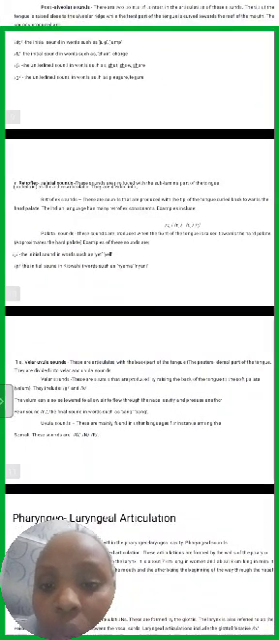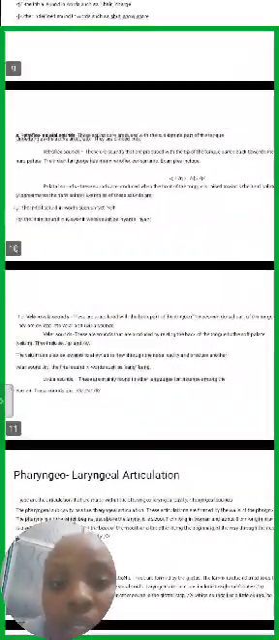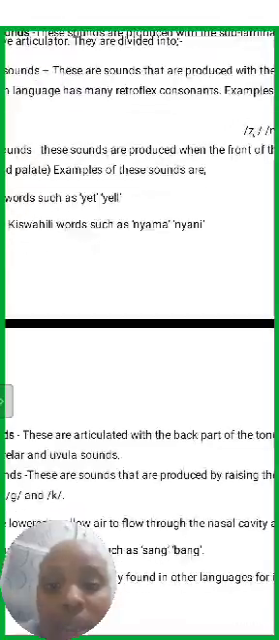Then we have the retroflex and palatal sounds. These sounds are produced with the sublaminar part of the tongue. They are divided into 2 types: retroflex sounds and palatal sounds. Retroflex sounds are produced when the tip of the tongue is curled back towards the hard palate, for example in these words right here.